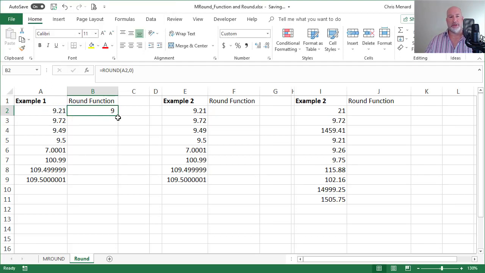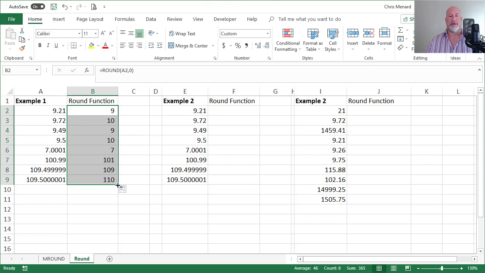There's the round function, zero decimals. 9.72 went up to 10. 9.49 should stay at 9. It did. And here are your math rules. The 9.5 should go to 10, correct? So let's just see what we have here. 101 is correct. The 7's obviously correct. 109.499 became 109. Everything worked.